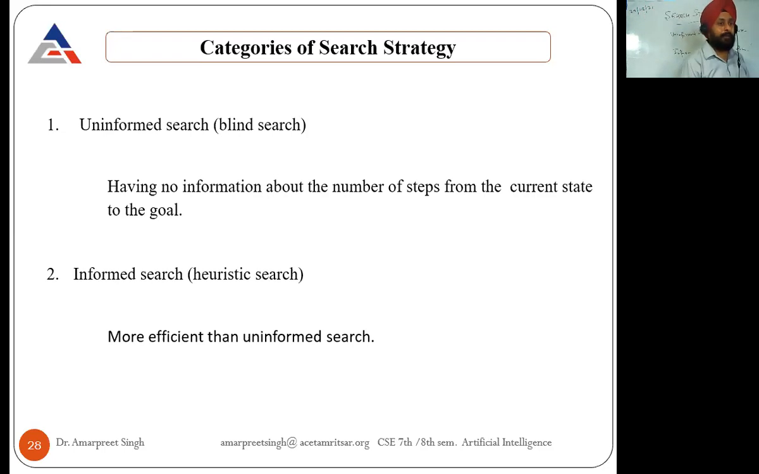So these are the different names given to informed and uninformed search. Uninformed search, or blind search, has no information about the number of steps from the current state to the goal. No other information, only that this is the initial state and this is the goal state. But informed search is more efficient than uninformed search because you have more information about the nodes.